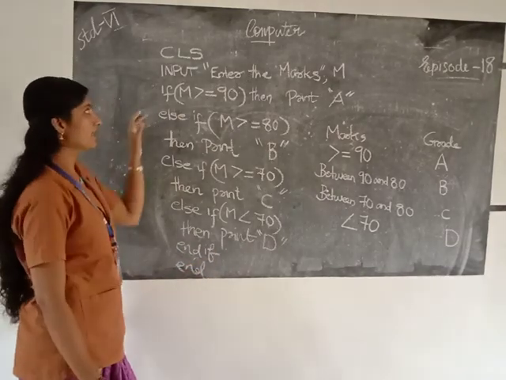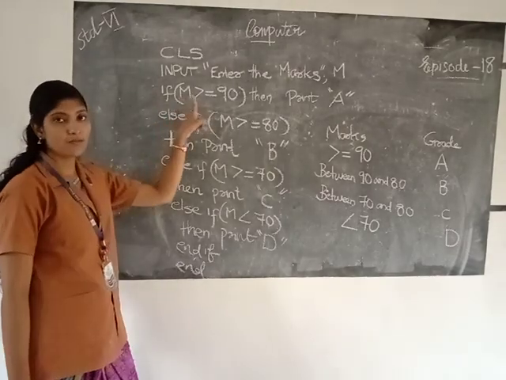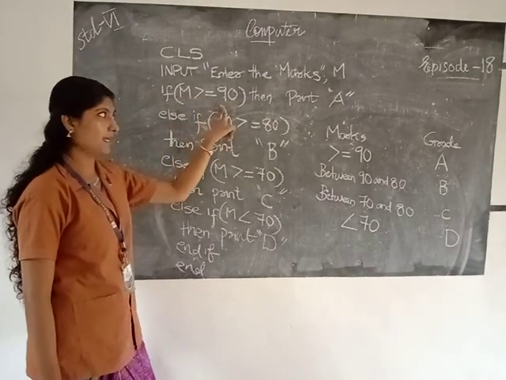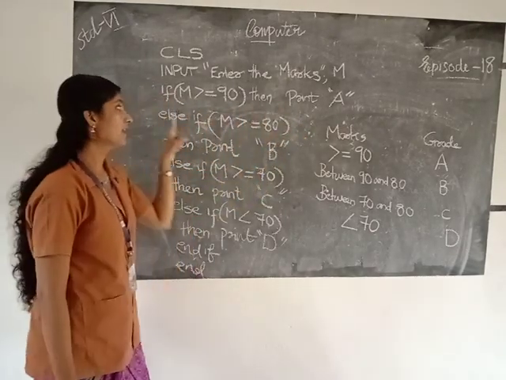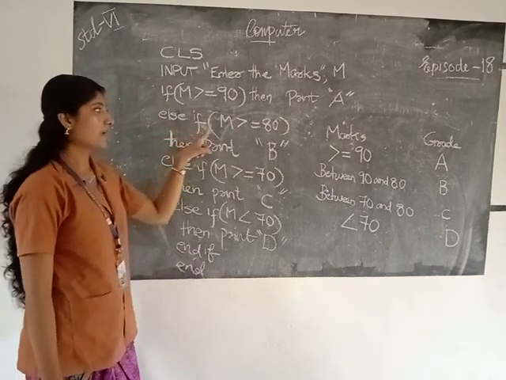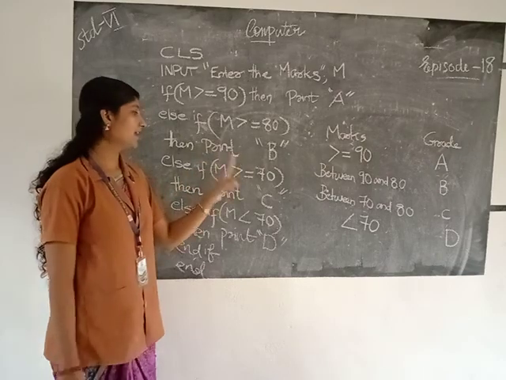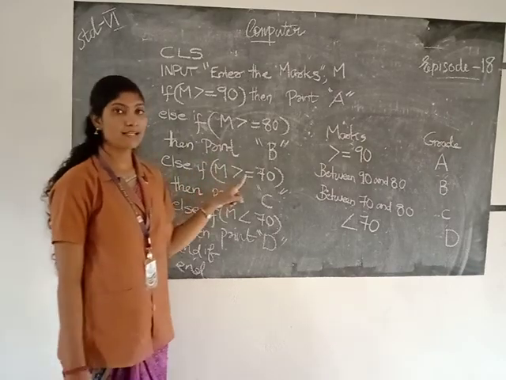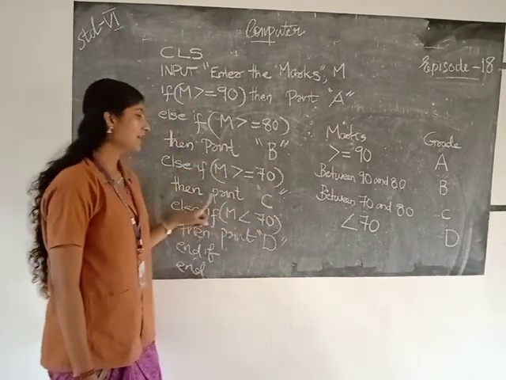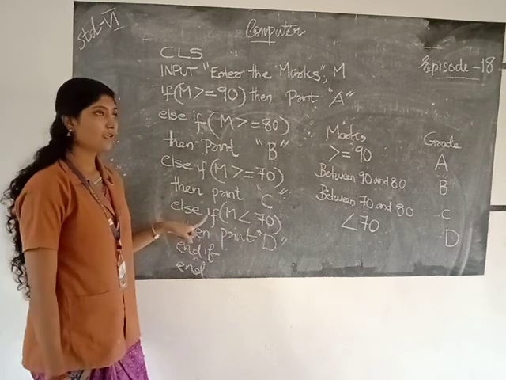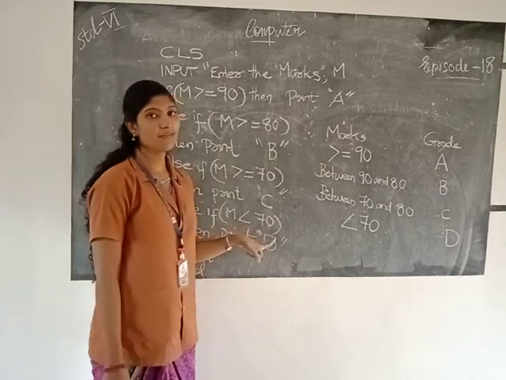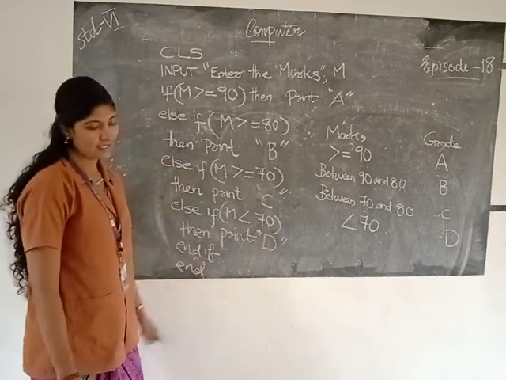So once again, if the marks are greater than or equal to 90, then print A. Else if the mark is greater than or equal to 80, then print B. Else if the mark is greater than or equal to 70, then print C. If the mark is less than 70, then the grade is D.